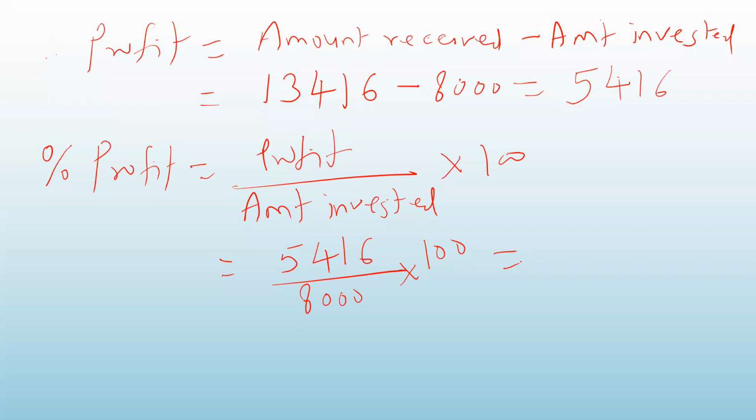5,416 divided by 8,000 multiplied by 100 gives you 67.7. So the profit percentage is 67.7. Therefore, percentage profit is equal to 67.7%.